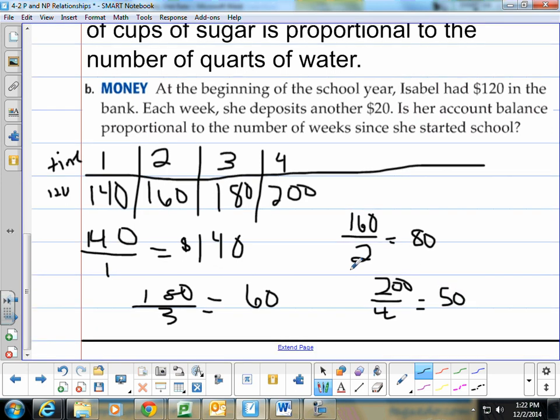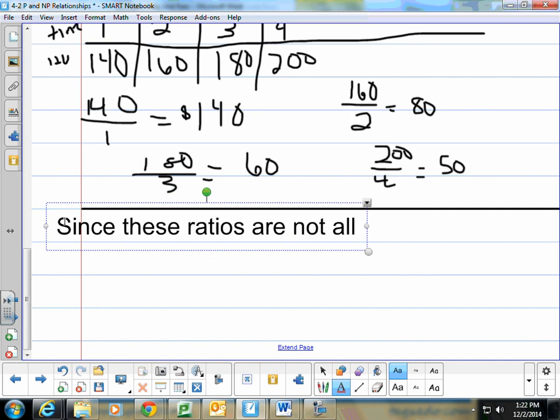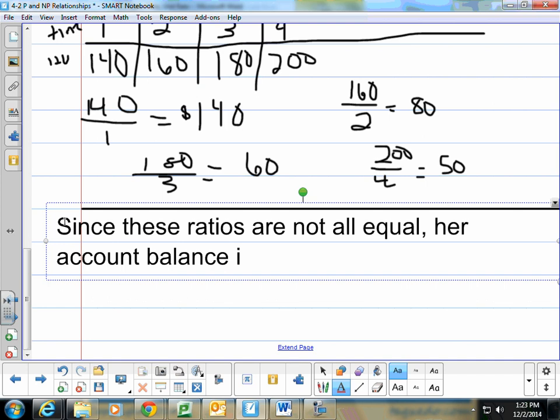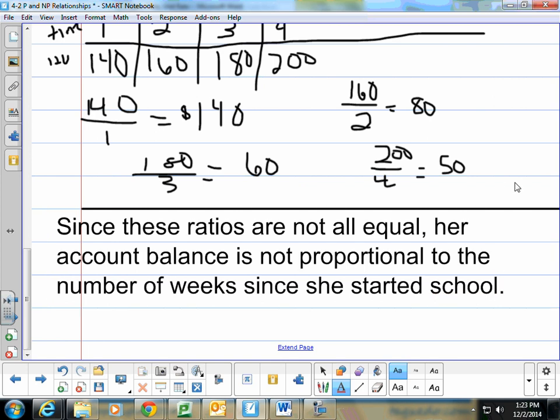So what I see here, and again to explain it, I'll type this out again for an explanation: since these ratios are not all equal, her account balance is not proportional to the number of weeks since she started school. So hopefully you're finding a trend here that if the ratios simplify to the same, proportional. If they simplify not the same, then it's not proportional.